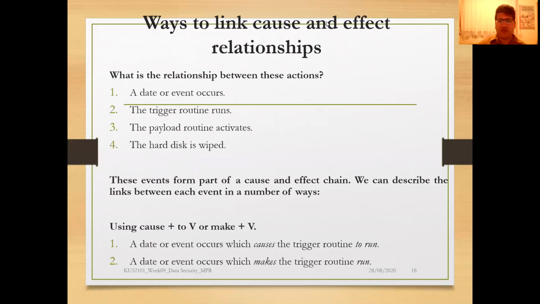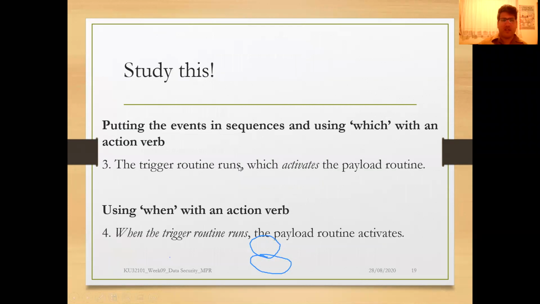Okay, so just let me get my drawing tool here. So causes is not used as much as makes. So makes is actually a lot more common. Okay. All right, so let's continue.